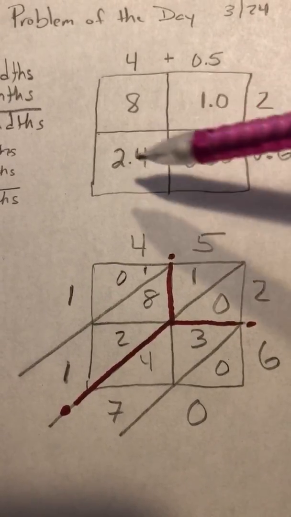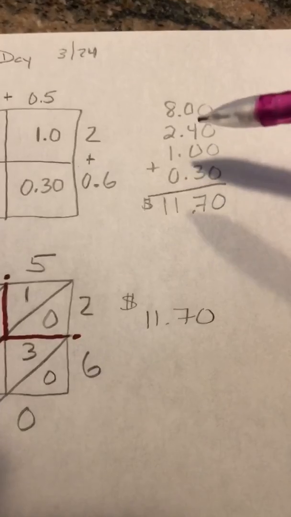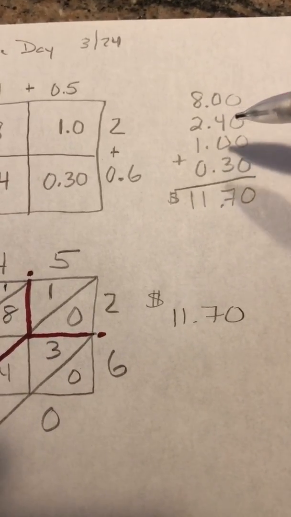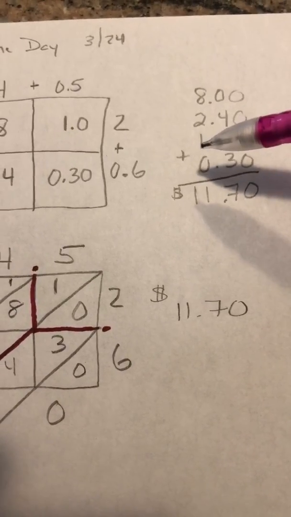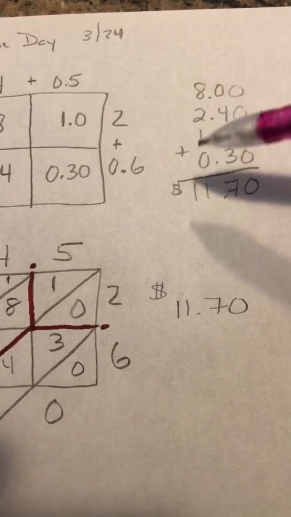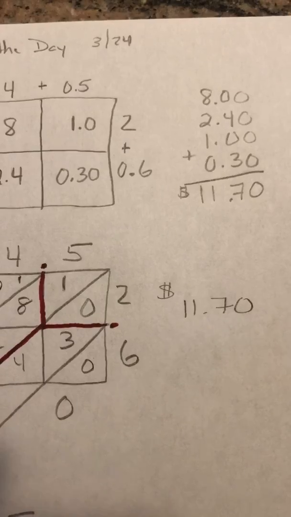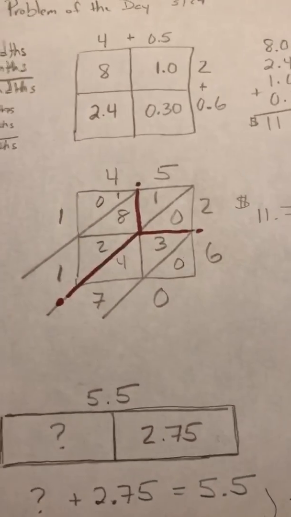Now what I do here is I add up all of these partial products. And when I do that over here, 8 is really 8.00. 2.4, I add a 0 to that, so everything goes to the hundredths place. 1.00. 0.30, and when I add those all up, I end up with my $11.70. The last method that I've shown here is actually called lattice multiplication.